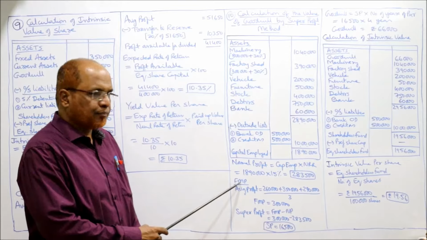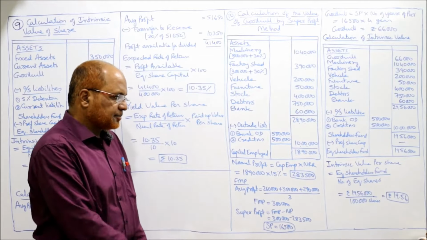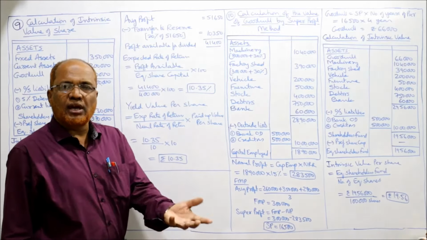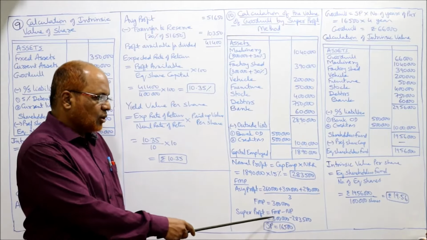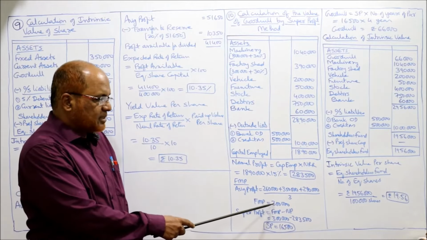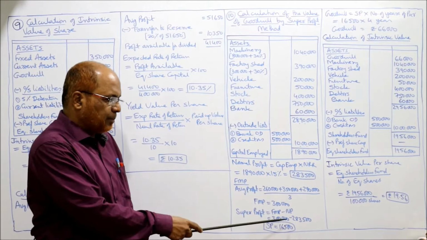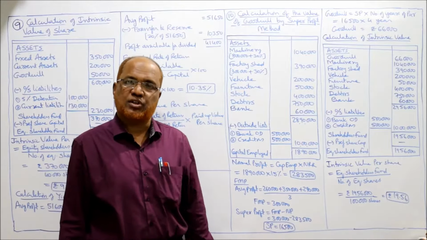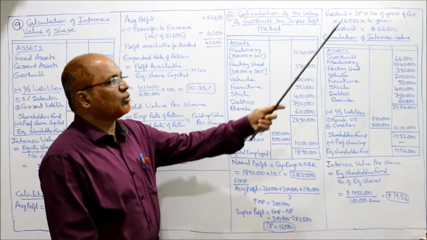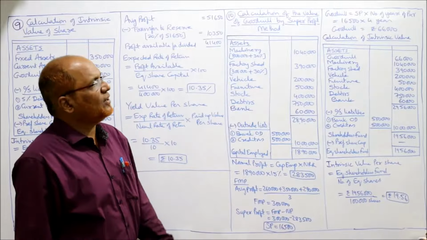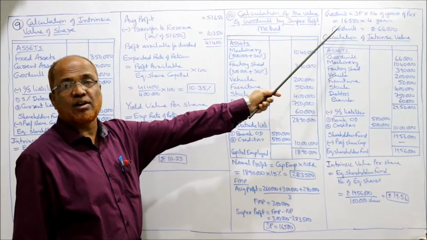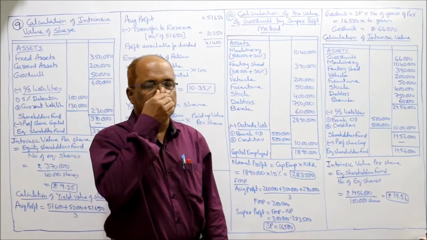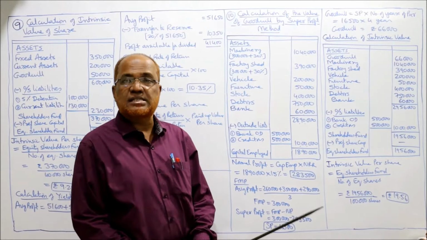Future maintainable profit: the average profit of the last 3 years is 3 lakh rupees. Whatever the average profit is, that will be the FMP. And super profit is equal to FMP minus NP. 3 lakh rupees is the FMP, 2,83,500 is the NP. Subtract, and 16,500 is the super profit. After getting super profit, we find goodwill: super profit into number of years of purchase, 4 years. The problem gives 4 years purchase, so 16,500 into 4, goodwill is 66,000. So one value we got: goodwill 66,000.